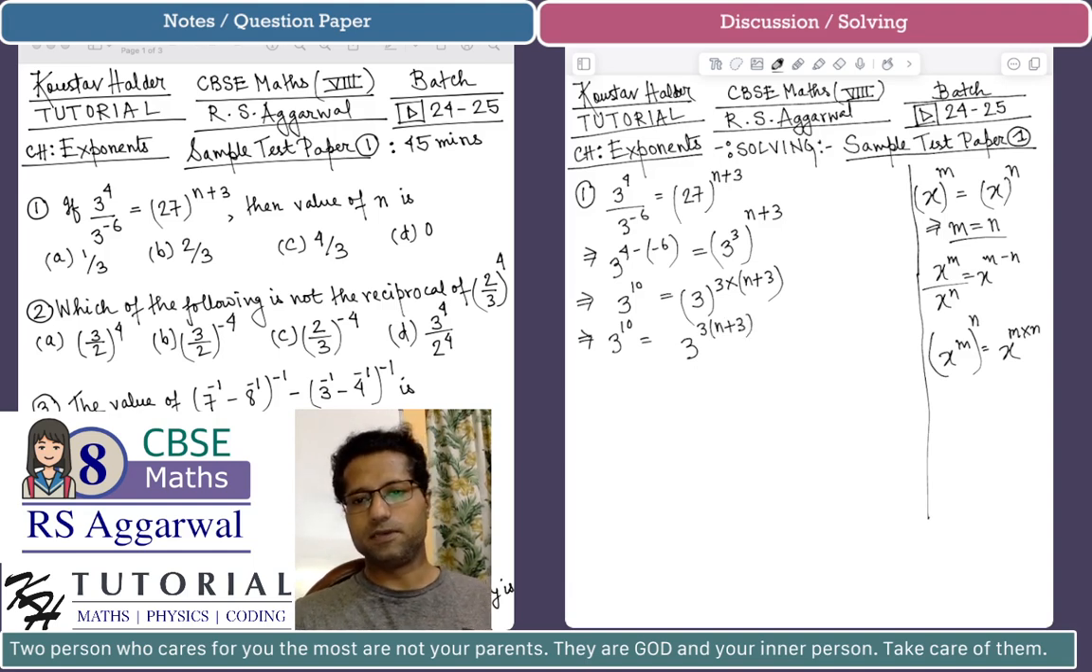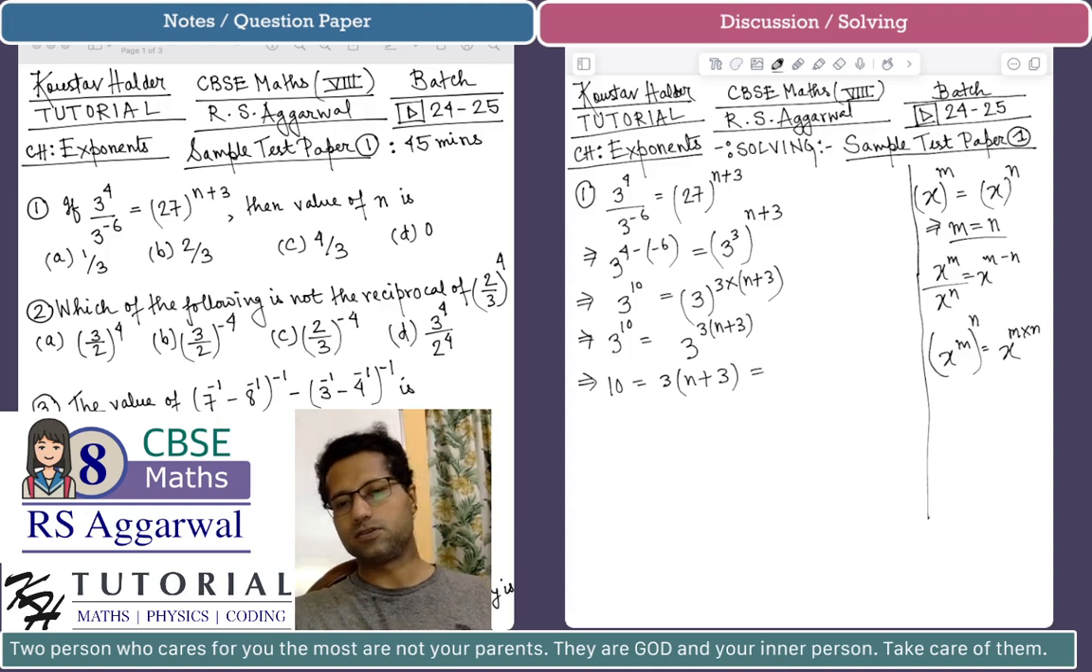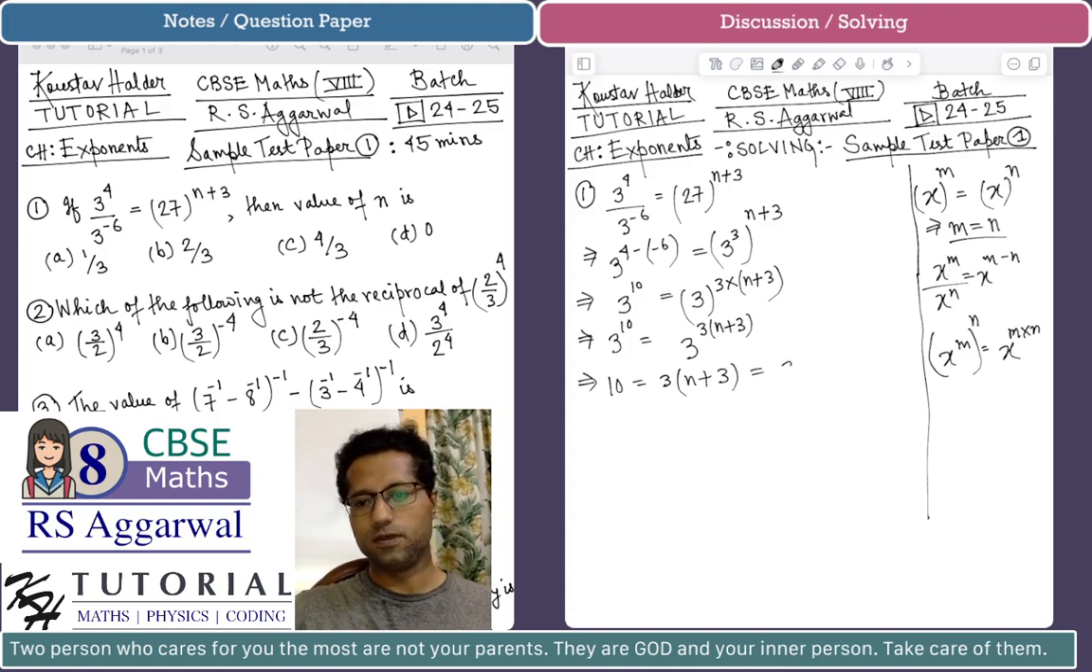Now I can see the bases are the same on both sides, which is 3. I will equate the powers. So 10 equals 3 into n plus 3. Now if I expand or open the brackets on the right hand side, I will get 3n plus 9. So this implies I have the linear equation in n, that is 10 equals 3n plus 9.